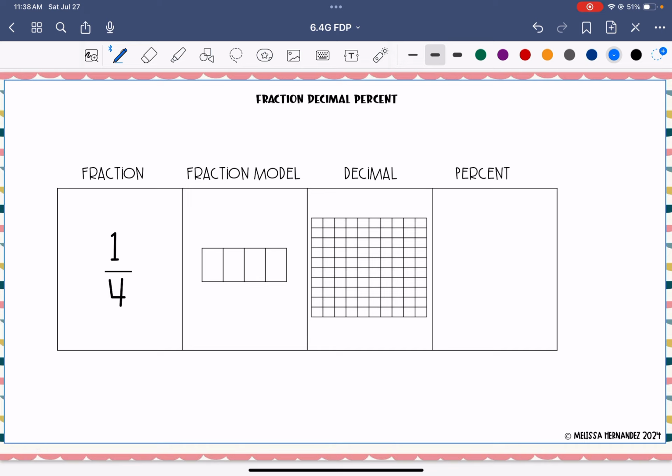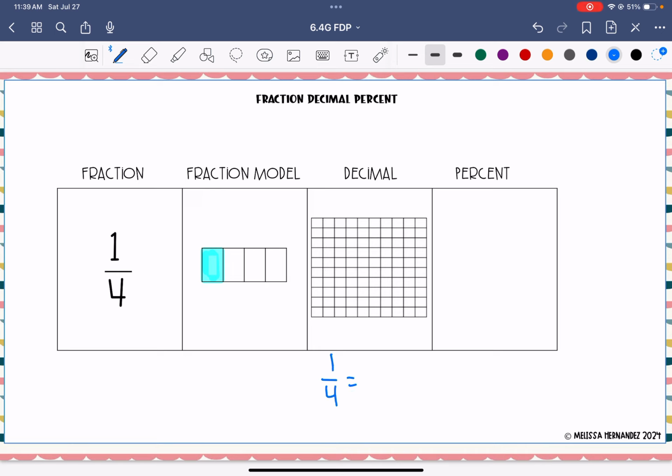For our fraction, it's 1/4. So in other words, the part is 1, but the total is 4. So for the fraction model, it's already divided into 4 parts. So that means I'm going to shade in just one of them. Now, on the decimal model, it's a 10 by 10, meaning there's 100. I'm going to shade in 1 out of every 4, but what I'm going to do is set it up as an equivalent fraction.